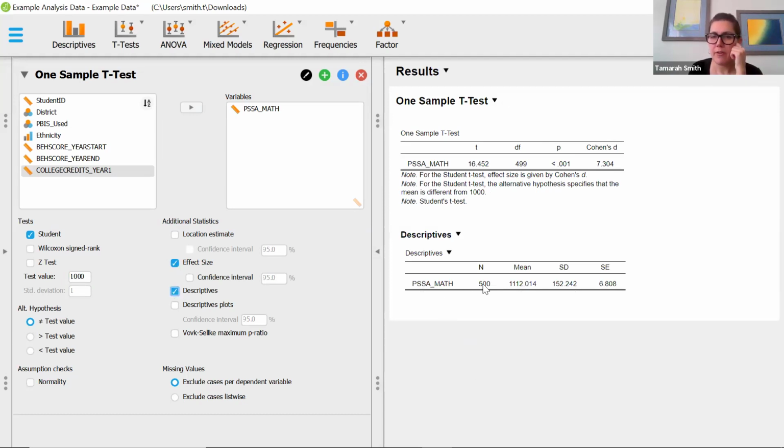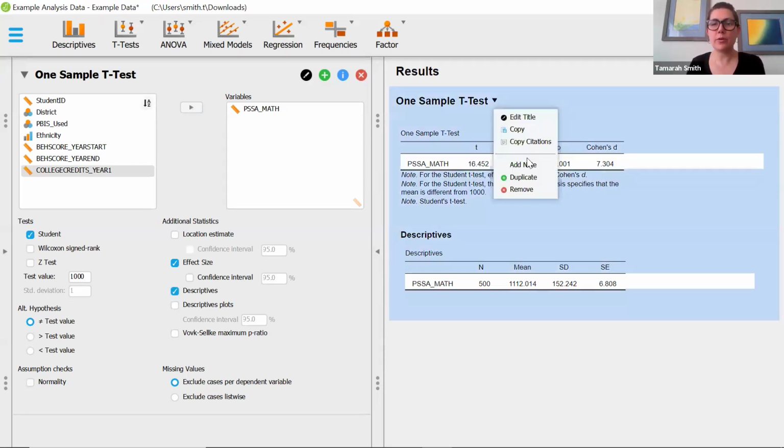So now we know we've got 500 kiddos. They have an average score of 1,112.01. Okay, we've got a standard deviation around that. We've got a standard error around that. Beautiful. So they're scoring a little bit above 1,000. We know that 1,000 is the cutoff for proficiency, and we test here to see if the mean, this number here, is different from 1,000. We get a t-statistic of 16.45, a p-value that's very tiny, and a Cohen's d that, quite frankly, is very large. What this is telling us is, yes, this is significant.